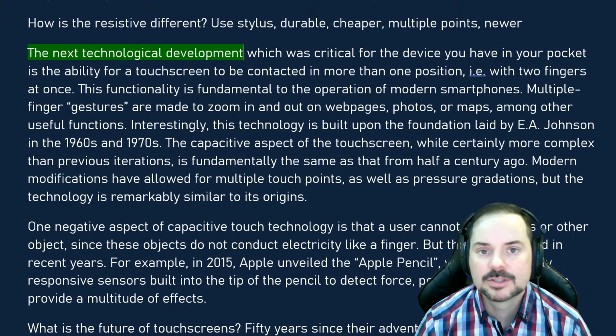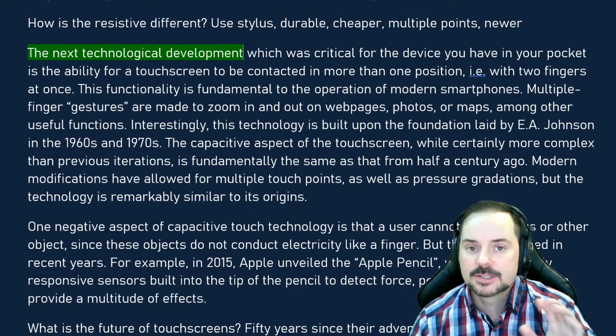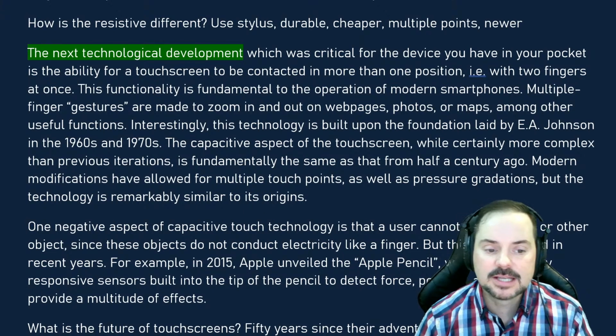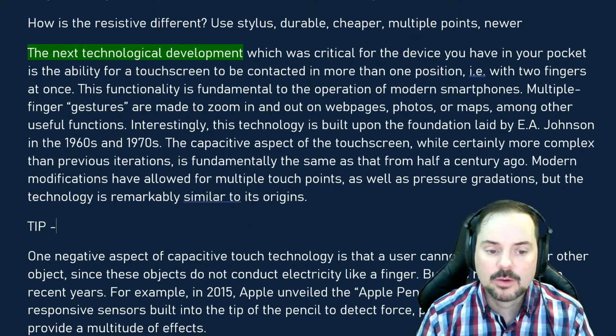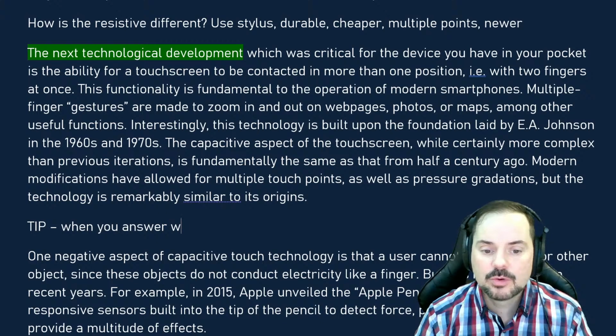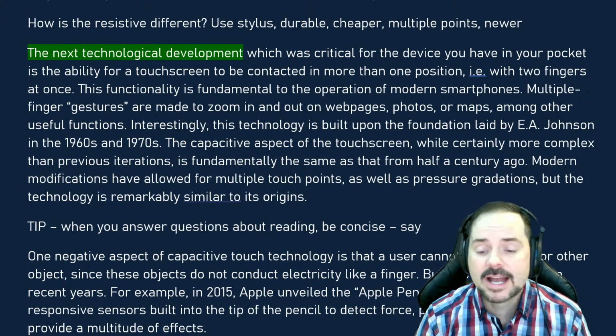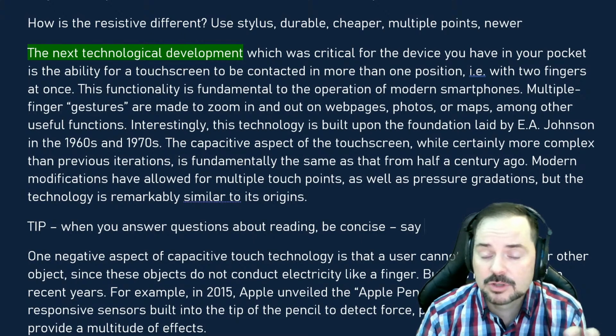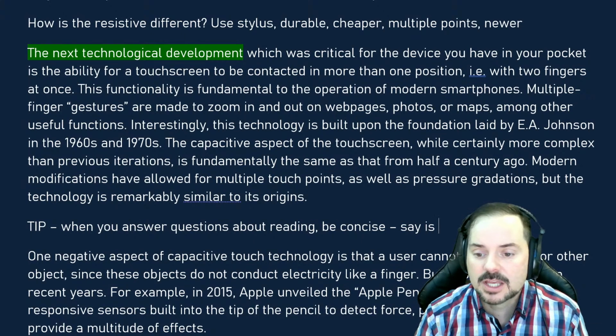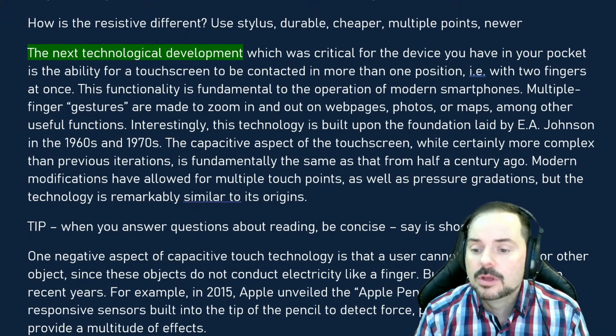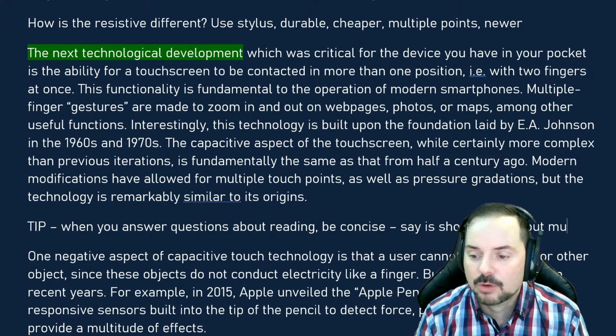So when you answer questions, it's very important, and this is a tip here, to be concise. Tip: when you answer questions about reading, be concise. Be concise means say it short. That way you won't get confused and you won't accidentally pick the wrong answer that sounds close or similar. Okay, so say it short. Simply put, it is about multiple touch points.